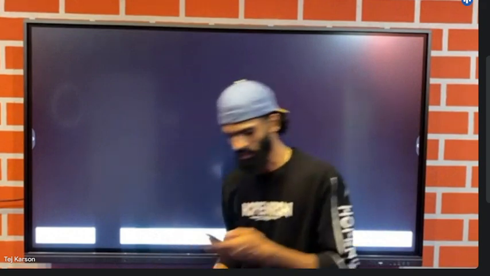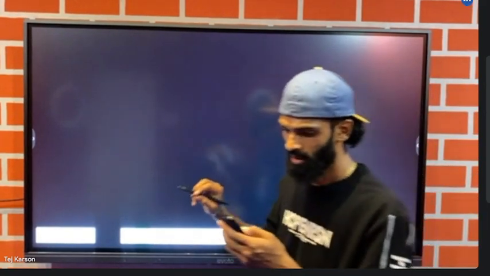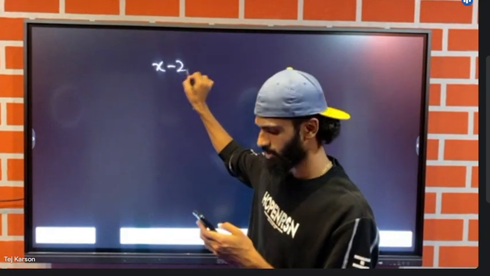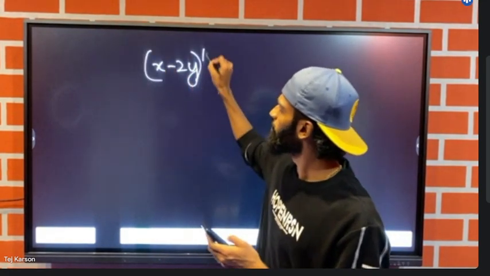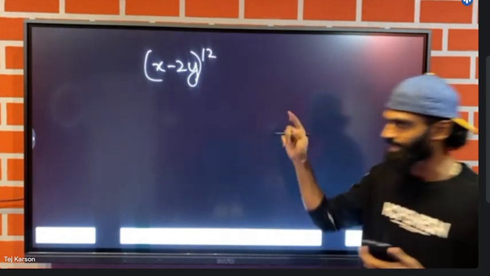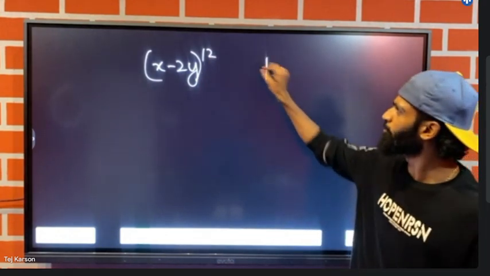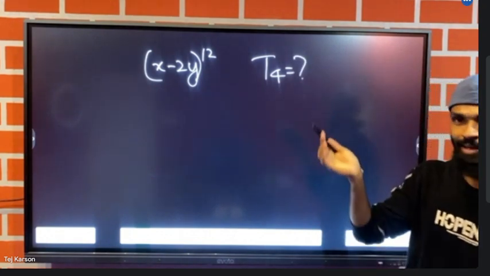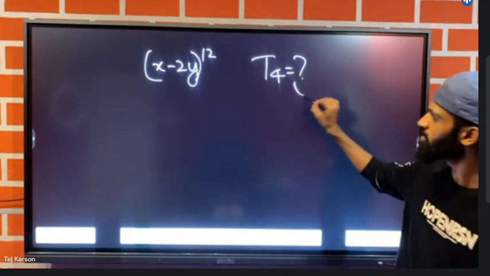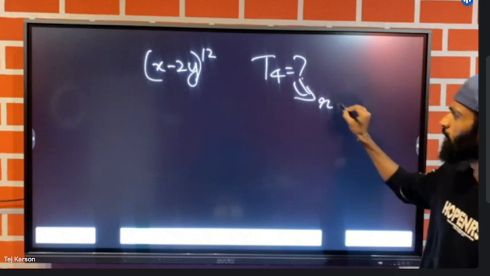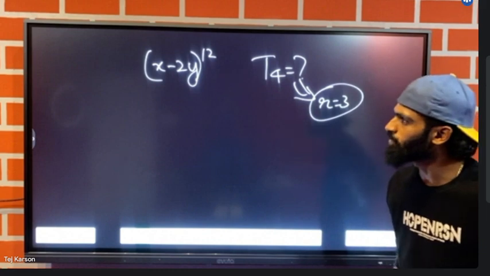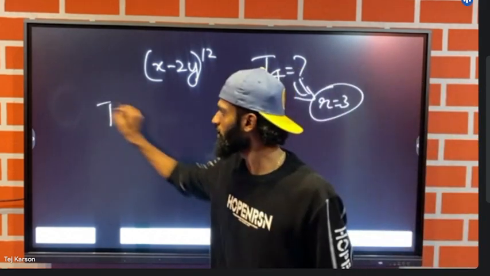There will be one derivation from this that we'll do later when I do all the derivations. The question goes like this: find the fourth term of the expansion of (x minus 2y) to the power 12. If they're asking to find the fourth term, meaning T4, then r will be equal to 3, one less than it. So r is equal to 3. Apply the same concept here: T(r plus 1).